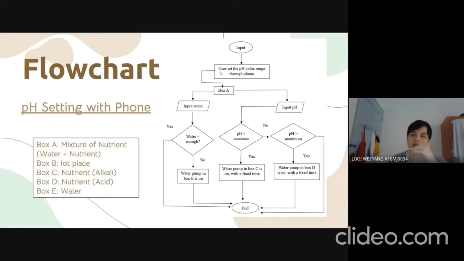After the user sets the pH value using the phone, we will test the water level in box A. If the water is not enough, we will pump the water from box C into box A. And then we will also detect the pH value of the solution in box A, the mixture of nutrient. If the detected value is not within the range of the setting value, the system will adjust it by adding the alkali or the acid nutrient.